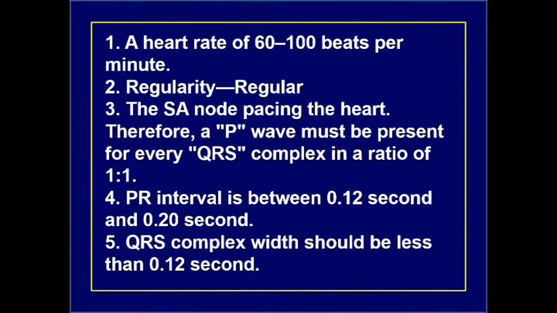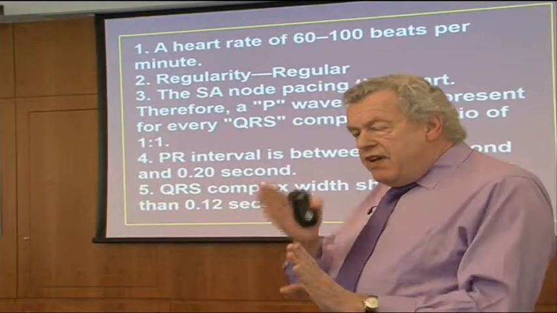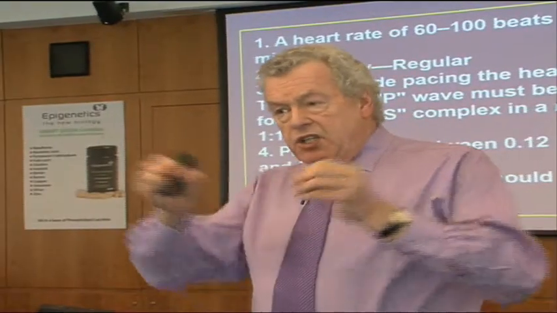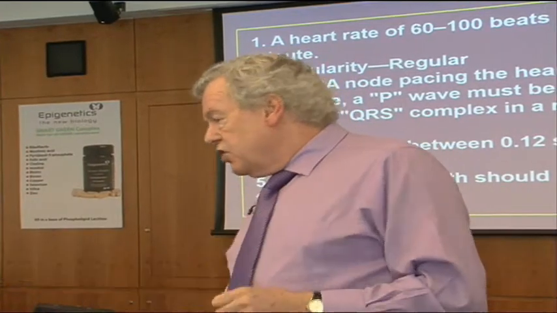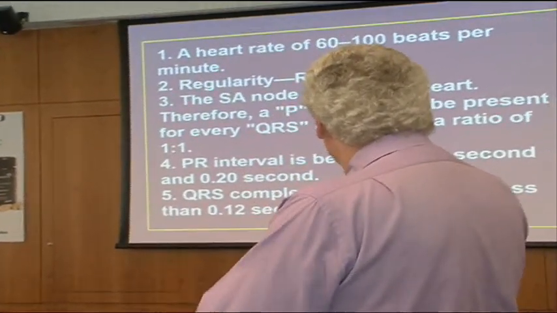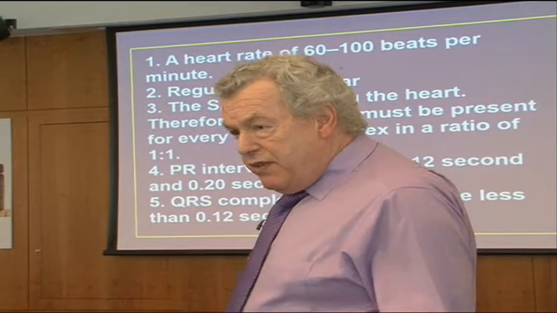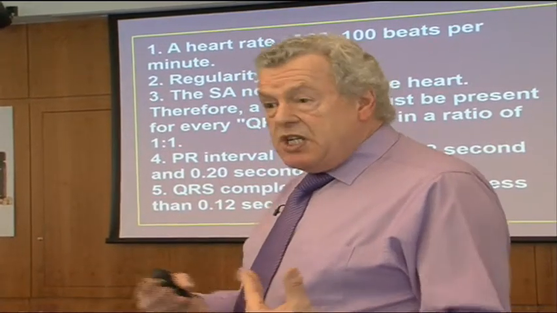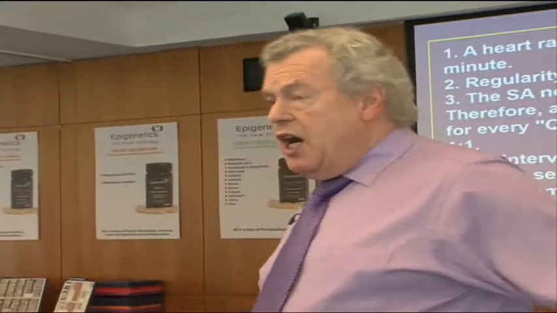The PR interval is between 0.12 second and 0.20, and the QRS complex width should be less than 0.12. So looking at very small measurements on an electrocardiograph, so when it comes out as a stream on a piece of paper, this can be measured. Anything which is abnormal from those timings is potentially a heart problem.